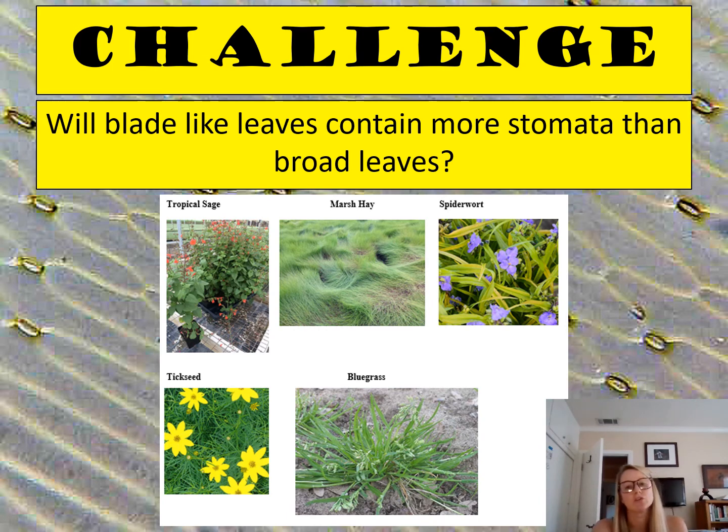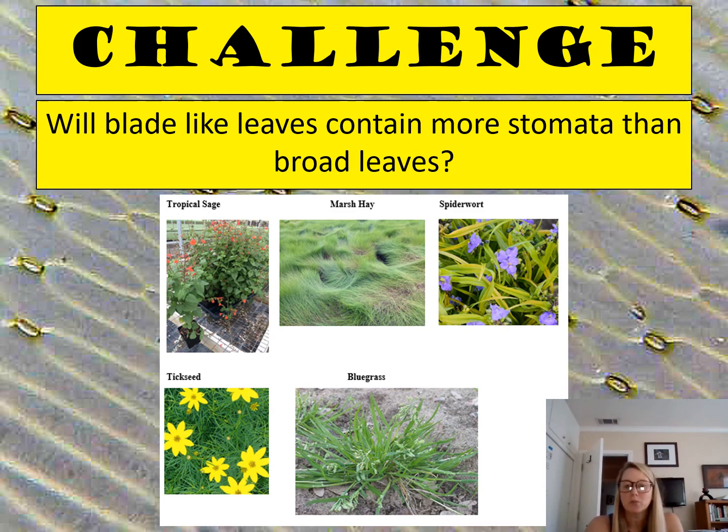leaves contain more stomata than broadleaves? And what do I mean by that? So blade-like leaves are usually thinner and skinnier in shape. If you compare that to a broadleaf plant, they tend to have really big flat leaves. So you are going to be looking at 5 different species on this online lab, and you're going to be counting their stomata to see if you can come up with a pattern for the distribution of stomata. Those 5 plants that you're going to be working with are on the screen right there. So you have tropical sage, you have marsh hay, spiderwort, bluegrass, and tickseed.